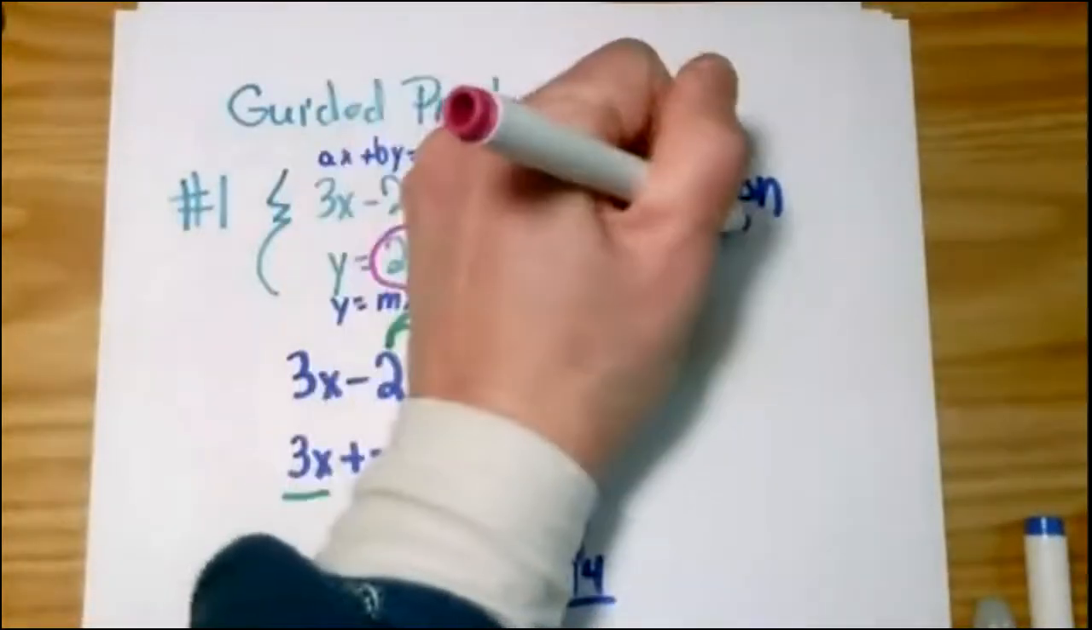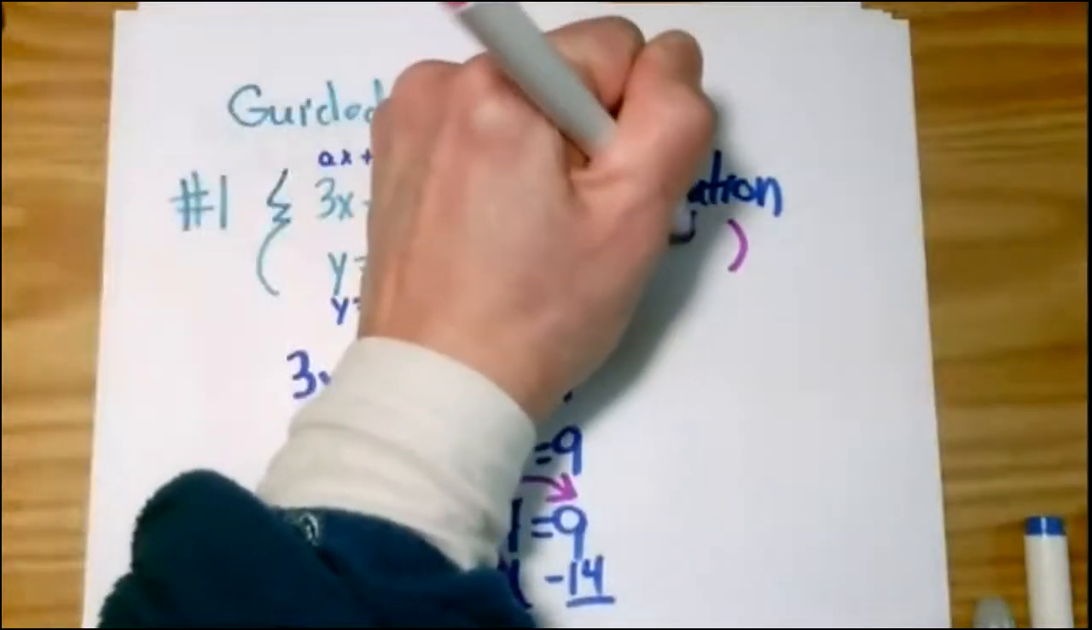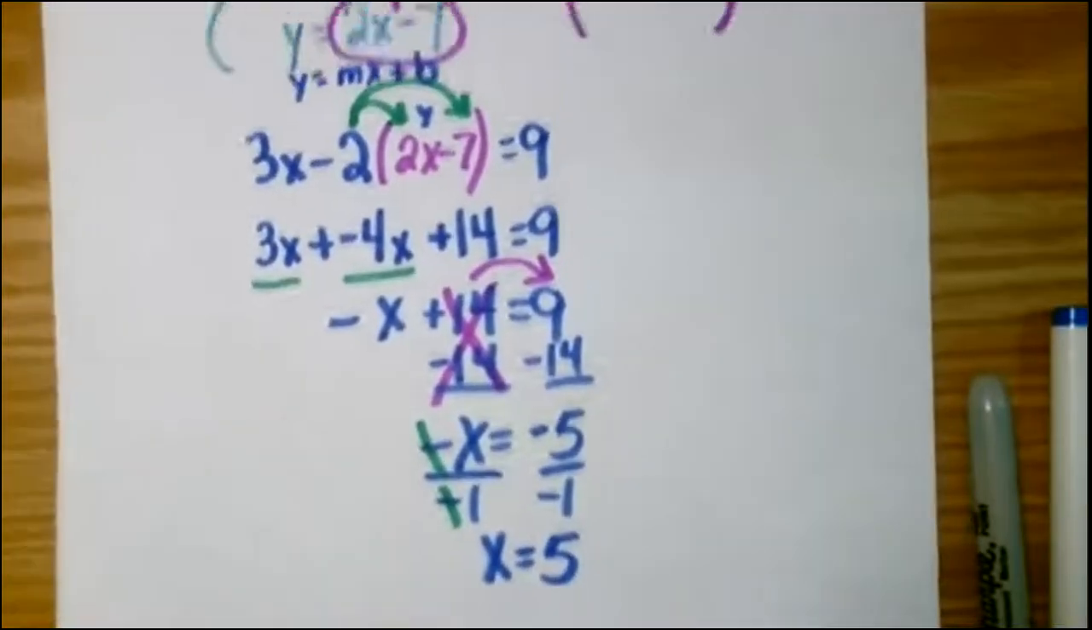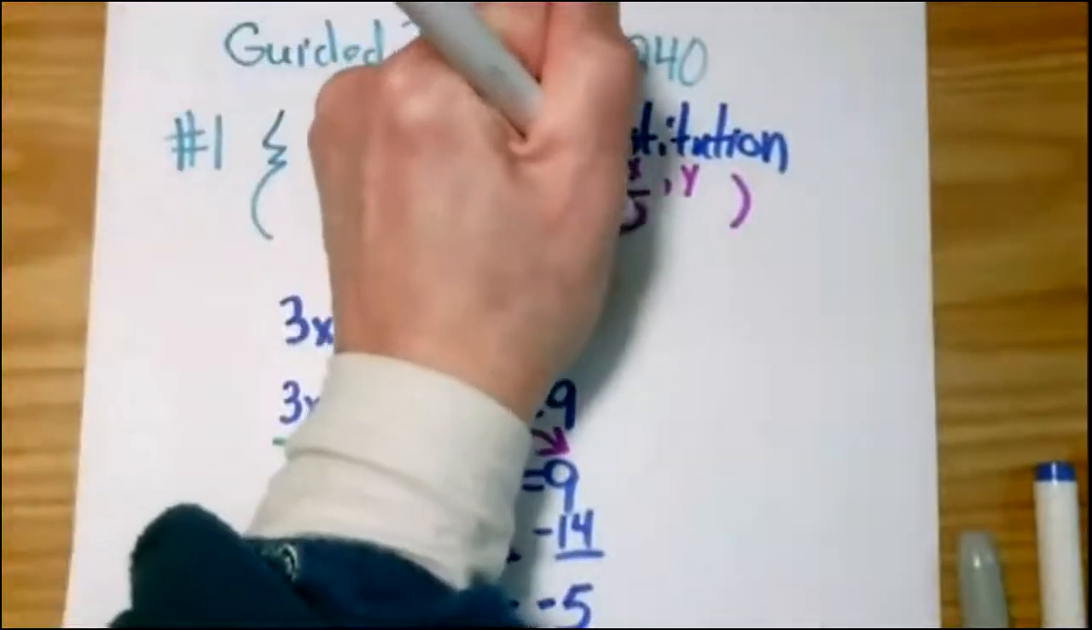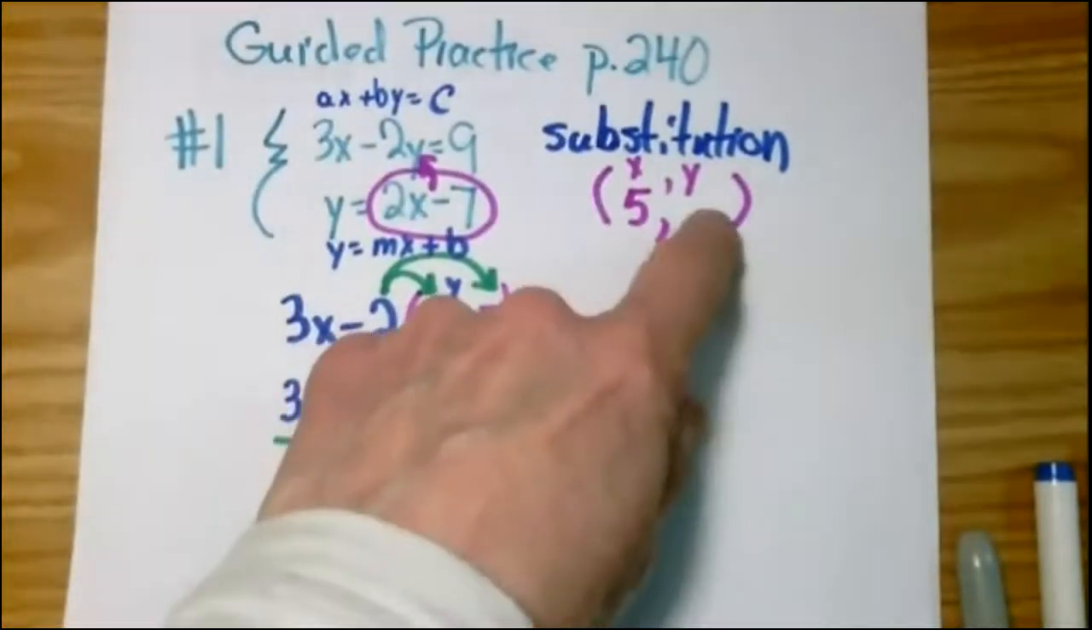So up here in my answer, my coordinate, remember the solution is going to be an ordered pair, an x and a y point. I have my x point down here. I solved and I got 5. So that is my solution for the x value. However, I still need to solve for the y value.